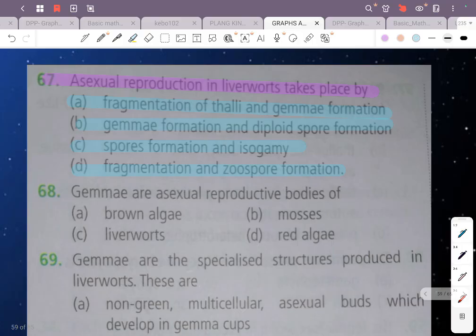Asexual reproduction, which basically happens in liverworts, actually takes place by A. Fragmentation of thalli. There's fragmentation of thalli and there's gemma formation, right? So in liverworts, vegetative reproduction, to be more precise, happens via fragmentation, and asexual reproduction is categorized separately because of the formation of special structures called gemmae. Okay, so fragmentation of thalli and gemma formation is the correct answer, so we go with option number A.